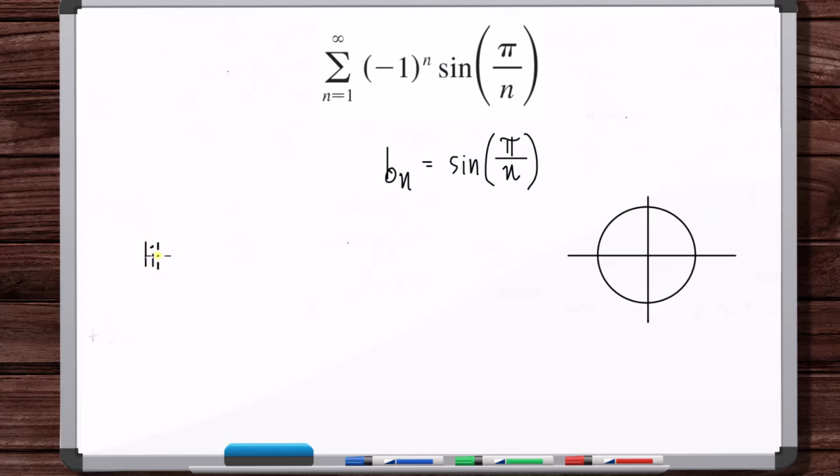So we take the limit. This qualifies for the alternating series test: as n approaches infinity of this b sub n, pi over n goes to 0. Sine of 0 is 0. So this converges.